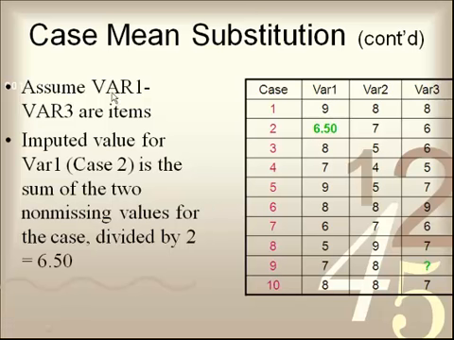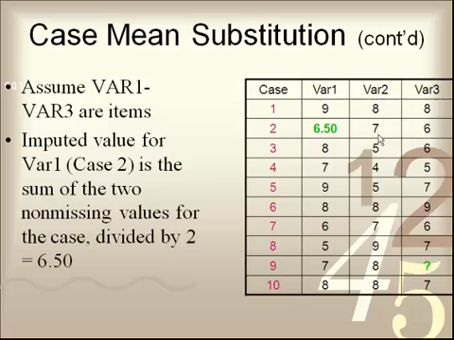So here we have a case mean substitution. If we look, variables 1 through 3 are the items. The imputed value for variable 1, here on case 2 that's missing, is the sum of these two divided by 2. So again, we're assuming here that variables 1, 2, and 3 are pretty related and that they have some standardization between them.